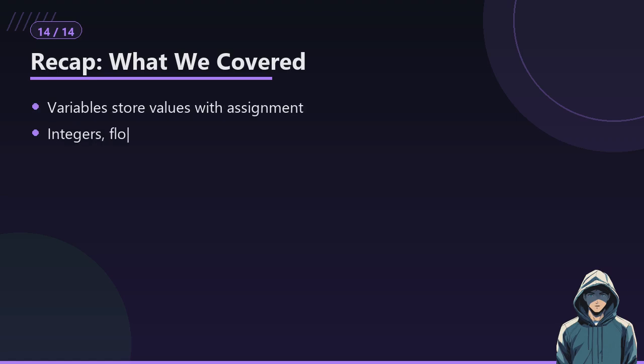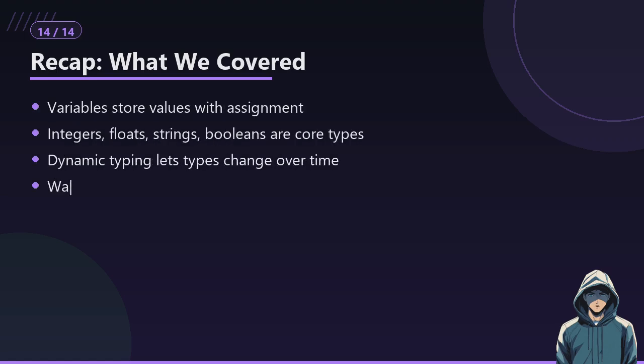Today we learned that variables are labeled boxes created with an equals sign. We covered the four basic data types: whole numbers, decimals, text, and true or false values. We also saw that Python uses dynamic typing, so a variable's type can change, and we looked at the common mistakes to avoid along the way.